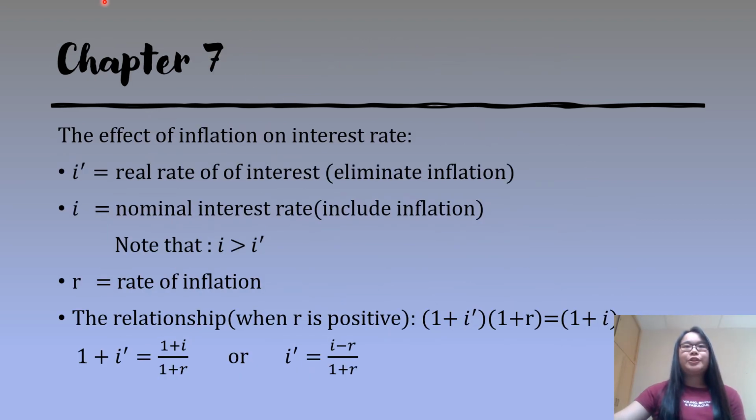Okay, so we look at the last chapter, chapter 7: the effect of inflation on interest rate. Let me introduce some notation. I prime is the real rate of interest, which eliminates the inflation. I is the nominal interest rate, which includes inflation. As I includes inflation, it will always be larger than I prime. R is the rate of inflation. The relationship between these three, when R is positive, is that 1 plus I prime times 1 plus R equals 1 plus I. These two can be derived from this formula.